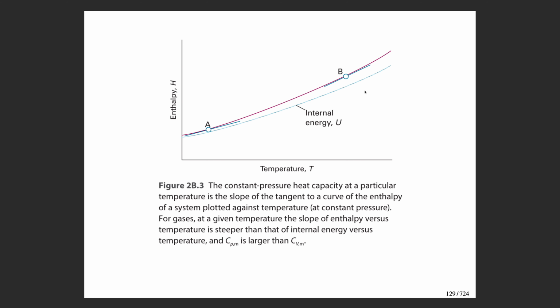Comparing this to the same curve for the internal energy, we also see that the enthalpy is larger, and the slope of the curve is also larger. So the heat capacity at constant pressure is also larger than the heat capacity at constant volume.